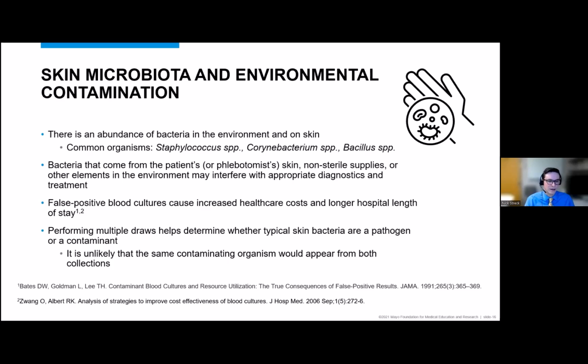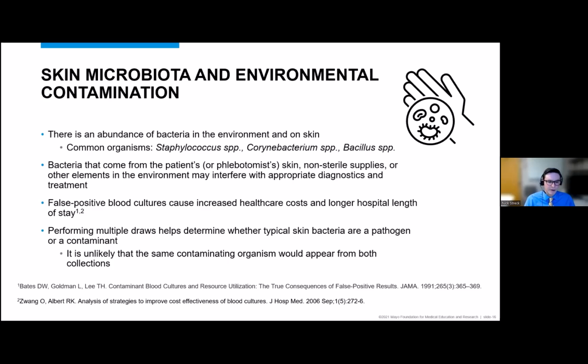And that gets challenging when we start to talk about blood culture contaminants. I'm sure most of the participants are aware that there's an abundance of bacteria both found in the environment and on the skin of both the patient and the collector. Some of these common organisms are different species of Staphylococci, Corynebacterium, and Bacillus.